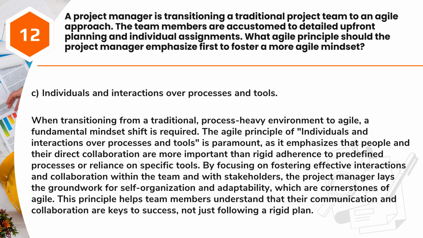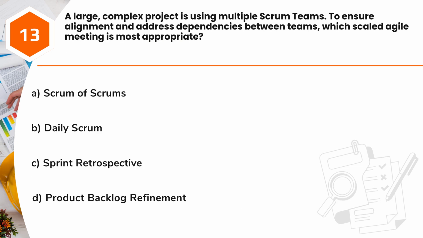Question 13. A large, complex project is using multiple Scrum teams. To ensure alignment and address dependencies between teams, which scaled Agile meeting is most appropriate? A. Scrum of Scrums. B. Daily Scrum. C. Sprint Retrospective. D. Product Backlog Refinement.